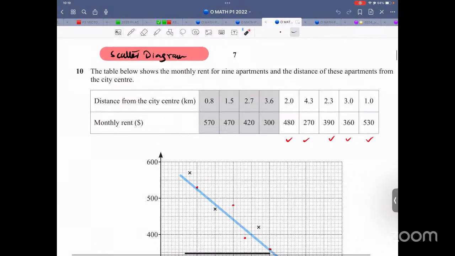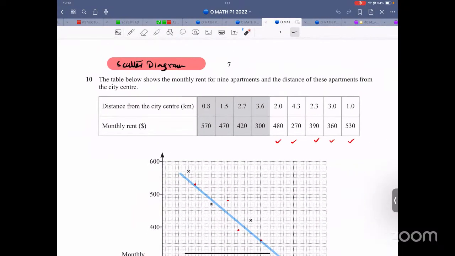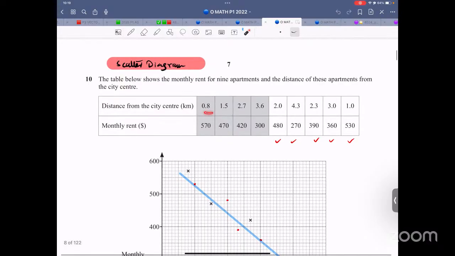Now, scatter diagram. We talked about statistics, and scatter diagram is part of that. So now over here, it says the table below shows the monthly rent for 9 apartments and the distance of these apartments from the city center. First of all, when you do these questions, check this thing: is it in a particular order? 0.8, 1.5, 2.7, 3.6, 2.0? No, it's not in a particular order.